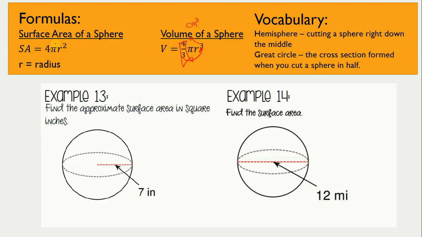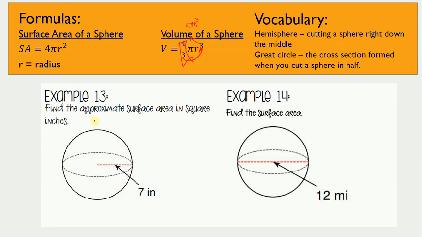And then a great circle. The great circle is the cross-section formed when you cut a sphere in half. So, like on example 13 here, this dotted line going around, that would be my great circle of our sphere. So that would be, if I'm looking down on a sphere, what my circle would look like. So we usually will find either the circumference or the area of just that circle.